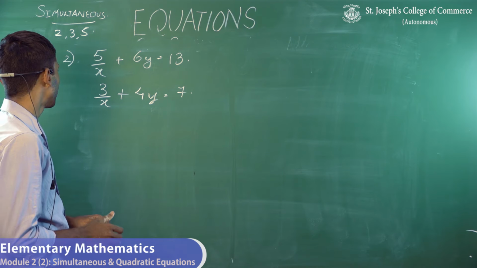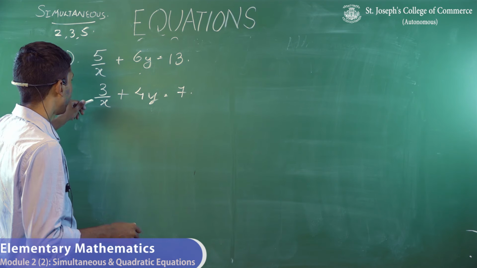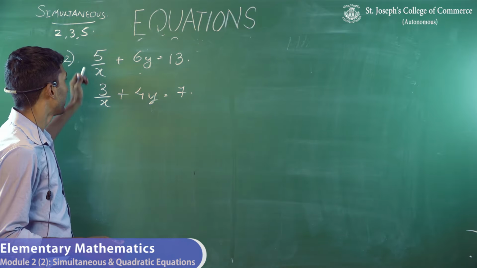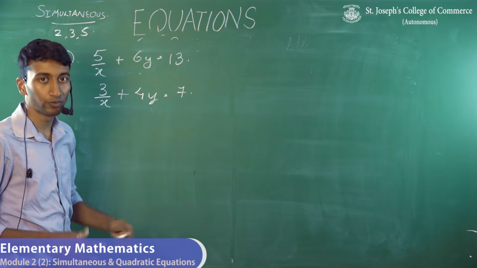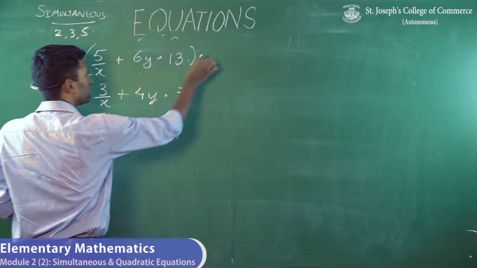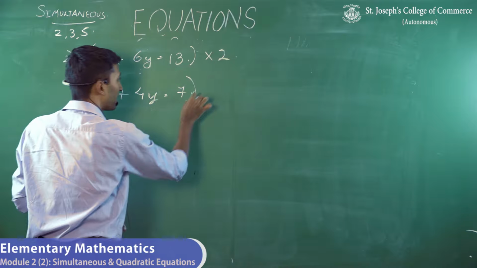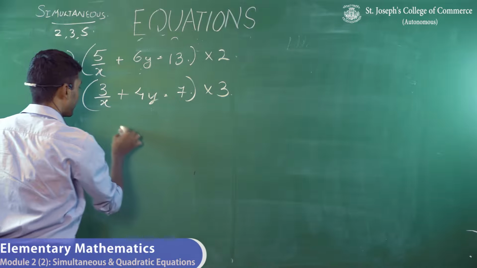So the second sum says 5 by x plus 6y is equal to 13, and 3 by x plus 4y is equal to 7. So in this case, instead of cancelling out x, we would try and cancel out y, which would make it easier. So I would multiply this by 2 so that y becomes 12, and this by 3 so that y becomes 12. So now 5 2s are 10.